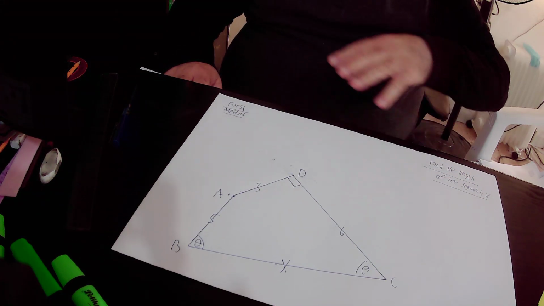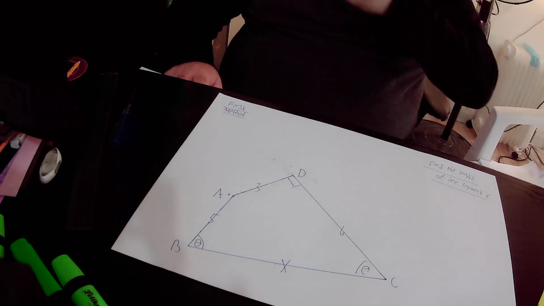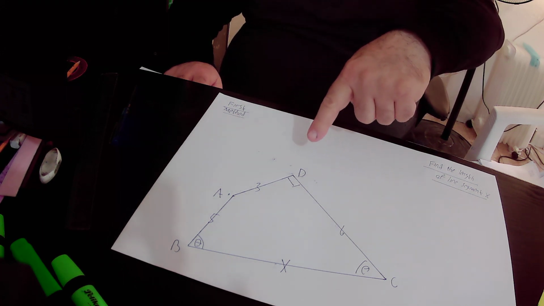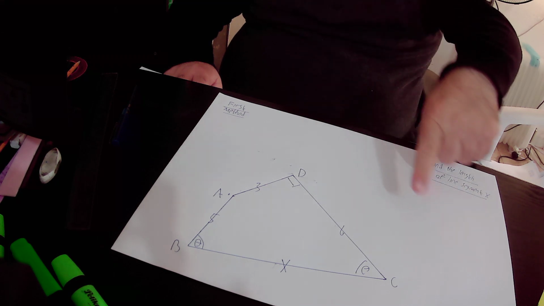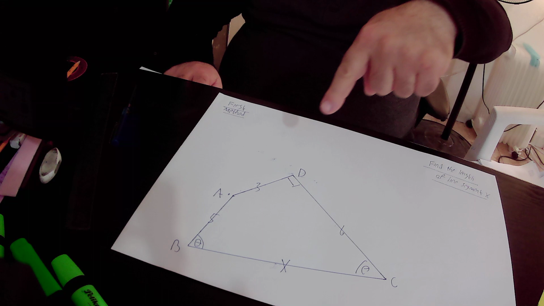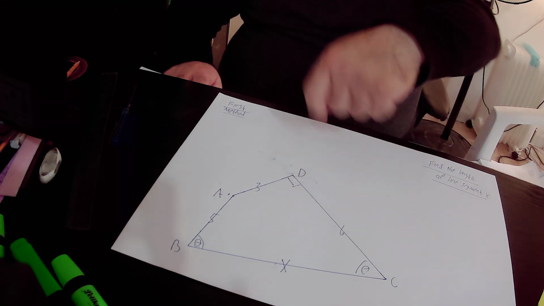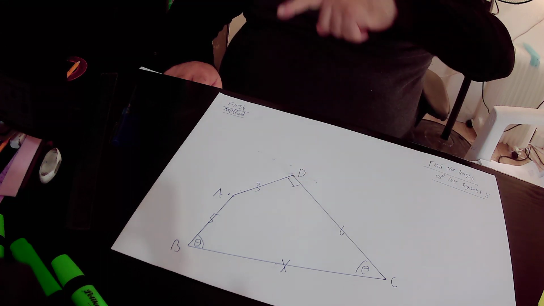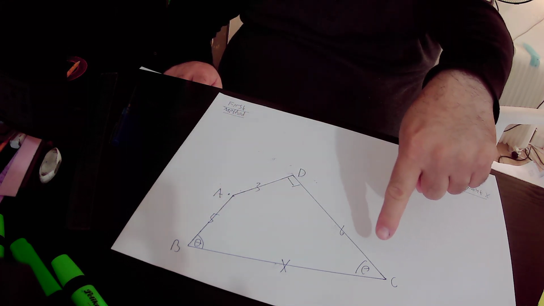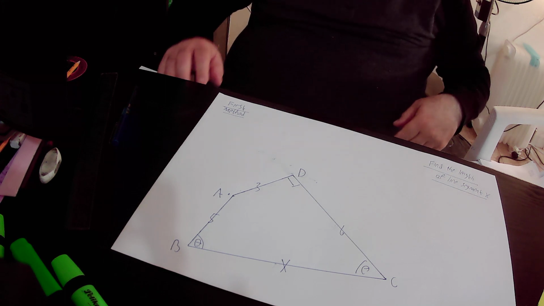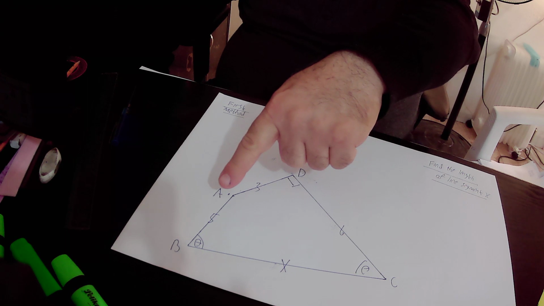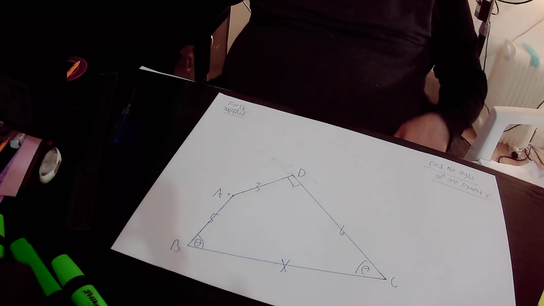In the drawing we have quadrilateral ABCD. We know that side AB equals 5 units, side AD equals 3 units, side AC equals 6 units. Angle ADC equals 90 degrees, and also angle ABC equals angle DCB equals theta, and we want to find the length of line segment X, which is actually equal to BC.